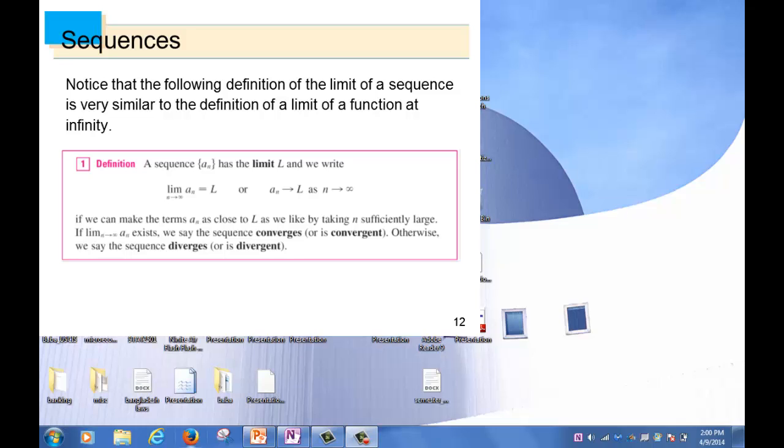So I usually don't even say the limit as n goes to infinity when I talk about sequences, because there is only one kind of limit anyway. So it is implied that I'm looking at n going to infinity. I'll just say the limit of the sequence is L, and I wouldn't bother to say as n goes to infinity, because that's the only kind of limit that we are looking at. Okay.